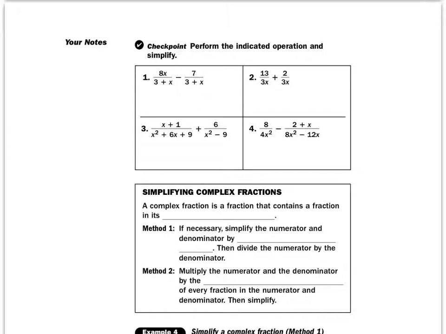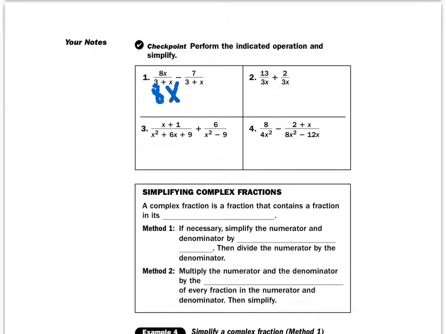Okay, instead of giving you the whole instructions about how to do the checkpoints, I'm just going to give you the answers. Try them yourself and make sure you get the right answers on them. If not, you need to ask me in class.